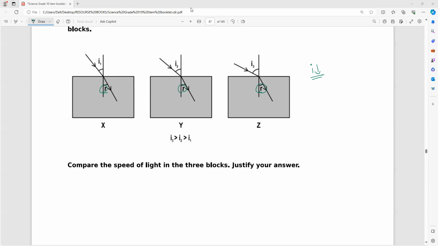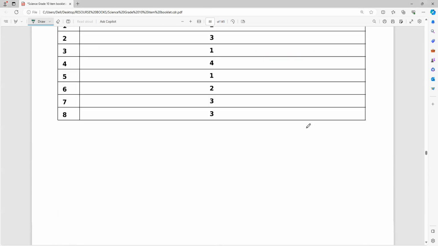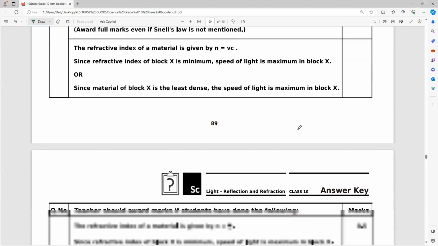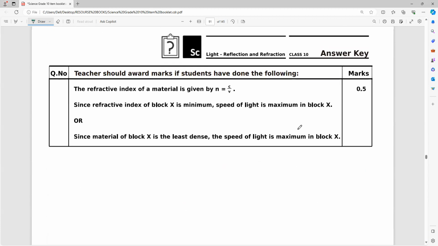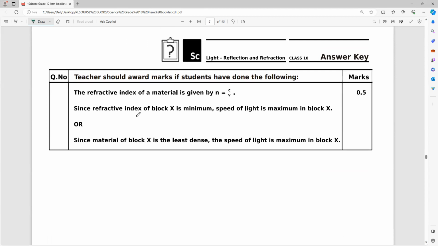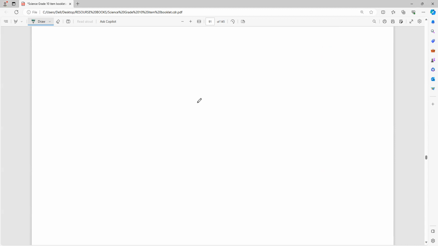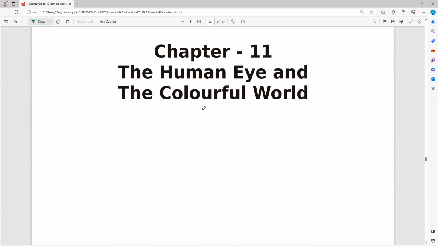Okay, let us go to the second chapter now. So we'll finish that as we have a Friday exam. Go through everything; no explanation will be given. So please learn this point. The refractive index of the block x is minimum, so the speed of light in x is maximum. Wherever the refractive index is minimum, the speed will be maximum. So learn that, everybody, because speed and refractive index are inversely proportional to each other.